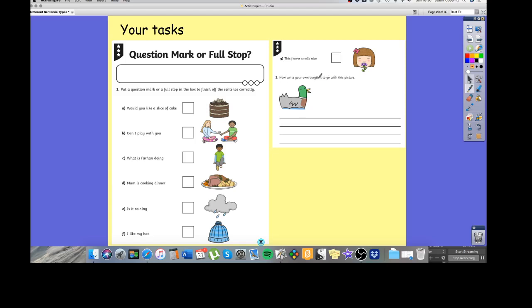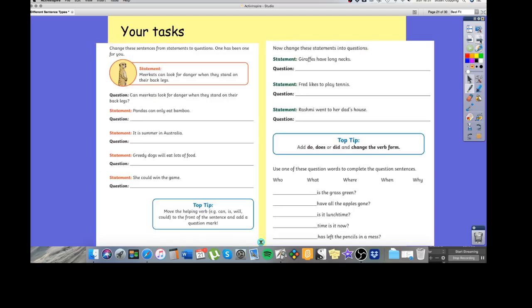And then it says here, write your own question to go with this picture. And you've got some lines to do that on. I'm going to let you have a go at this. This is a reading task. I reckon you'll be fine with this one. So that's year 1s mostly. Year 2s, you've got something a little bit trickier.